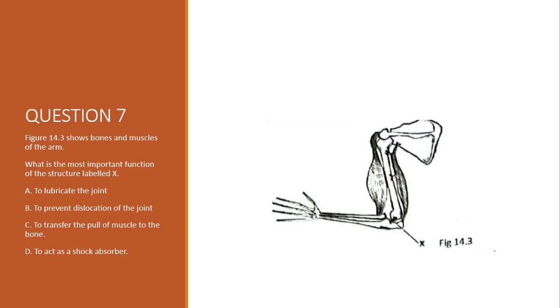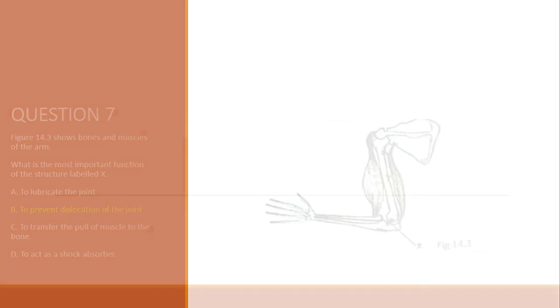Alright, I'm sure you've done that. So the answer for question 7 is B, to prevent dislocation of the joint. So the ligament will join a bone to a bone to prevent dislocation. It's a tough fiber which holds a bone to a bone. So that prevents dislocation.